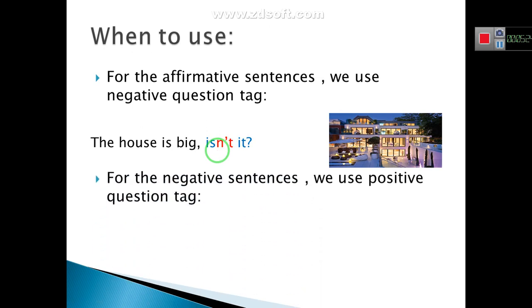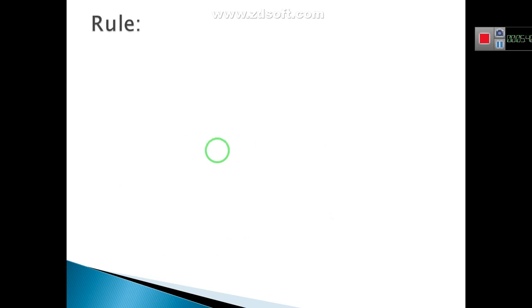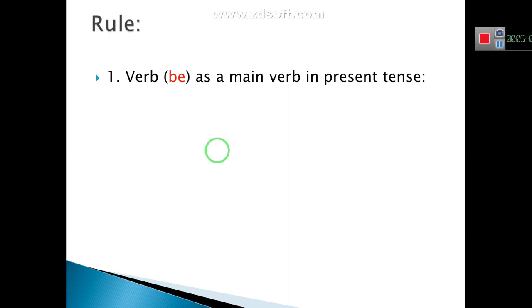What about if the sentence is negative? For the negative sentence, we use positive question tags. The house isn't big, is it? Look at this house. Look at the first house. Okay, guys, the rule of the question tag: verb be as a main verb in the present tense. Then we are gonna talk about verb be as a main verb in past tense.